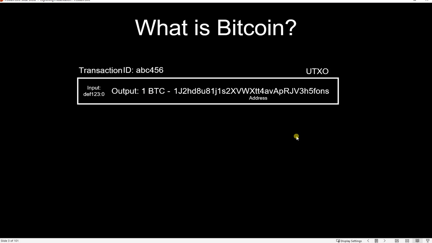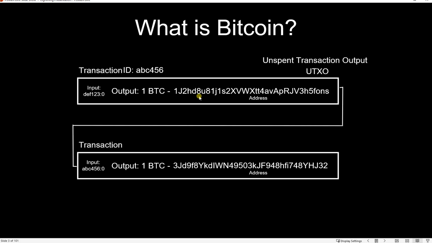All right. This is what's called a UTXO. This is an unspent transaction output. All right. So this is a transaction in this box. This is the transaction ID. I just made it something simple. Usually it's a really long string of characters. I just made it ABC456. And you always have an input. An input is just an output of another transaction, which I'll show you in a second. And then there's the output. There's an amount, and then there's an address.